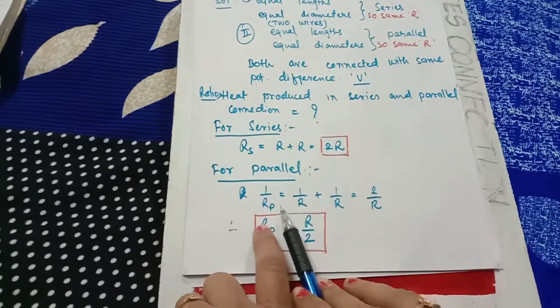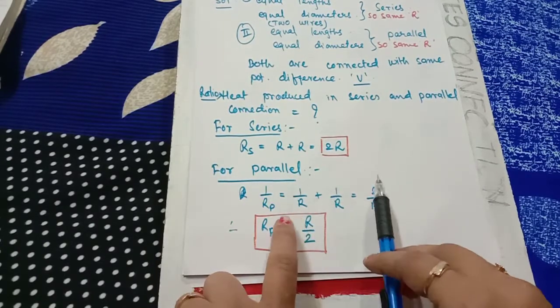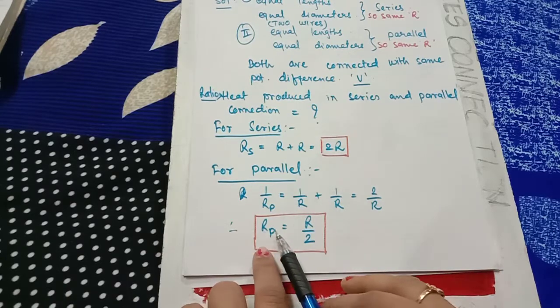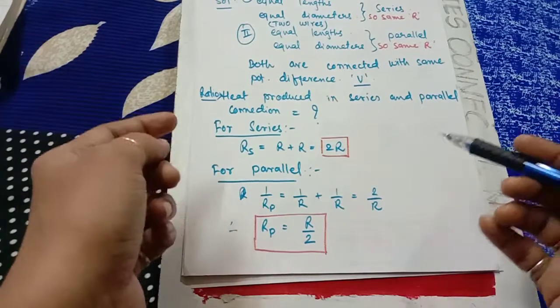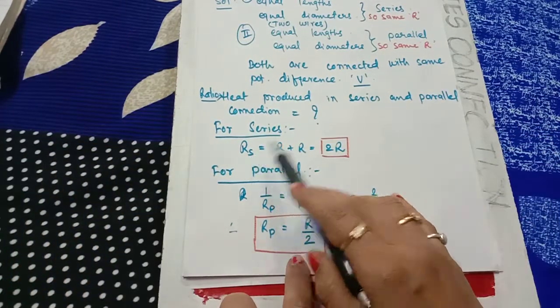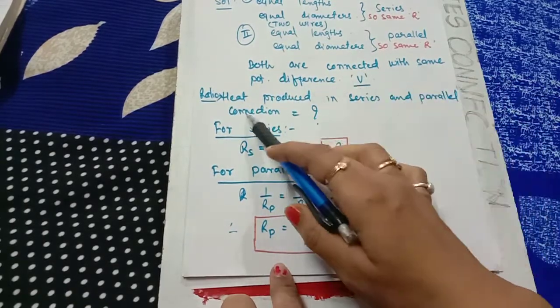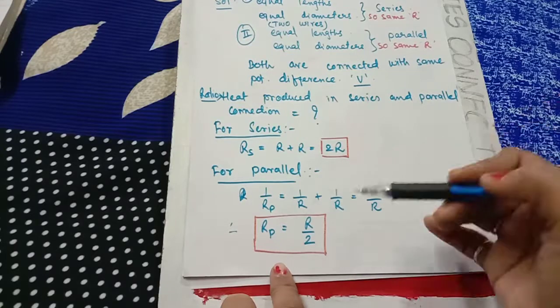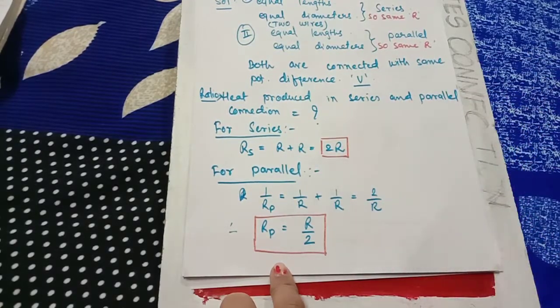For parallel, RP, 1 by RP is equal to 1 by R plus 1 by R is equal to 2 by R. So it is 1 by RP is 2 by R. Now we will take reciprocal of both the parts. RP is equal to R by 2. So this is RS and this is RP. Now we have to take the ratio of heat produced, not this. Okay, this we got only R. You have to go for the formula for heat.